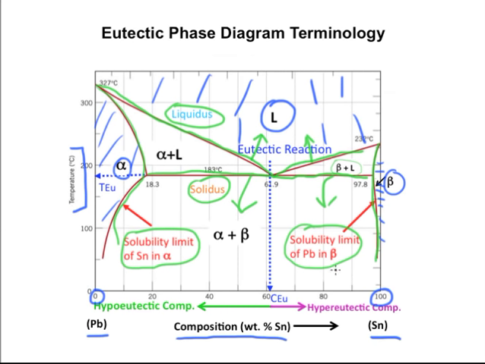Which brings us to our two-phase regions. This region up here is the alpha plus liquid region. It is a two-phase region with alpha and liquid, and it is a slush because there's solid alpha and liquid. This region over here is the beta plus liquid region, which is a two-phase region with beta and liquid, and this is also a slush for the same reason. Finally, here we have the alpha plus beta region. It is all of this region here, a two-phase region consisting of combinations of alpha and beta, and it is also a solid.